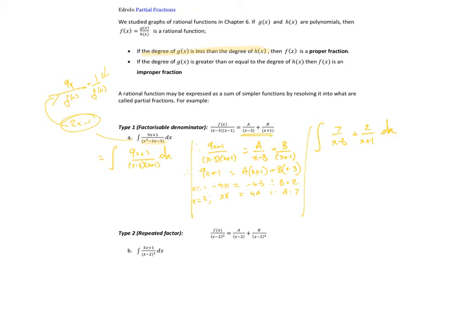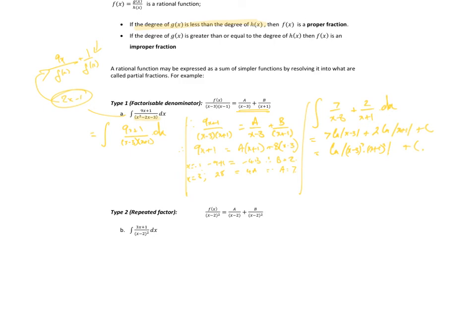So we can write each of those separate antiderivatives as 7 natural log of x minus 3 plus 2 natural log of x plus 1 plus some constant c, which is probably enough. We could write it as natural log of x minus 3 to the power of 7 times x plus 1 to the power of 2.